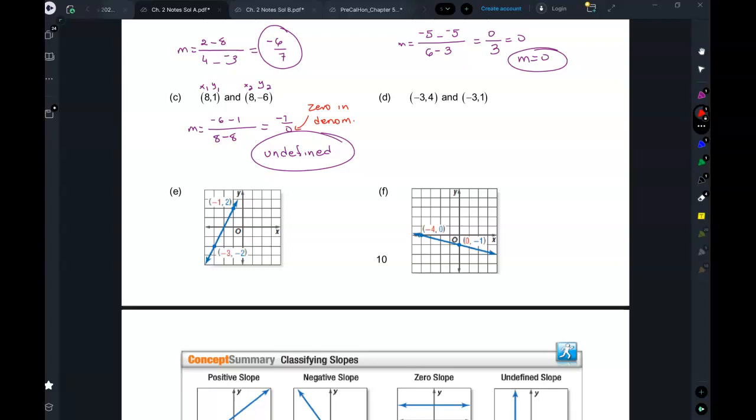Never divide by 0. That's a meme. There are t-shirts out of it. It says everything is fine until somebody divides by 0. Never divide by 0.